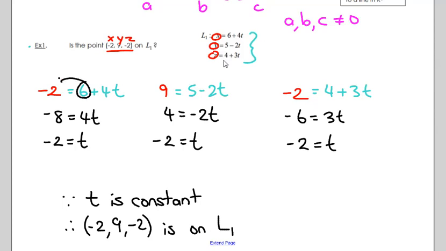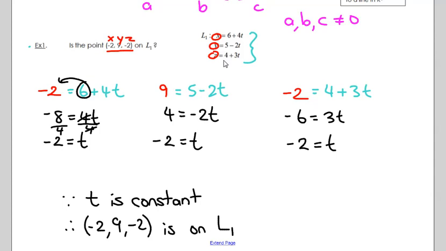Okay, bringing 6 to the other side, you get -8. Dividing both sides by 4, you get -2. And what you're looking for is that all of your parameters are actually the same. If your parameters are consistent, it actually means that this point exists on line 1.